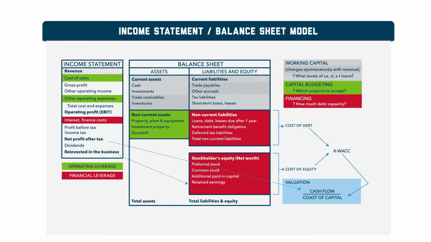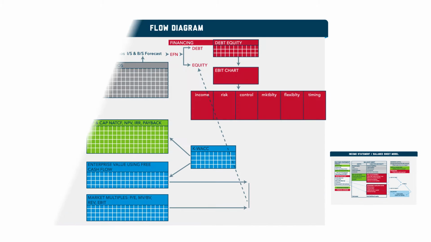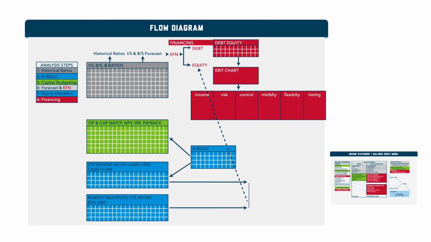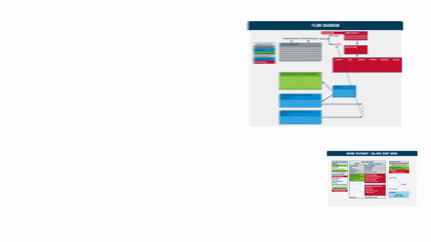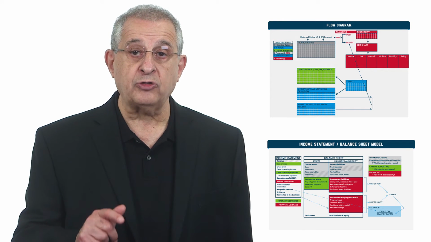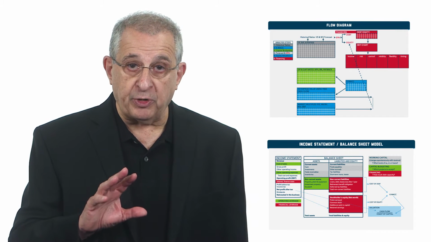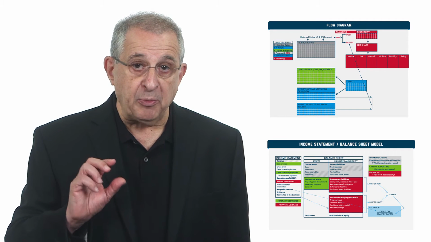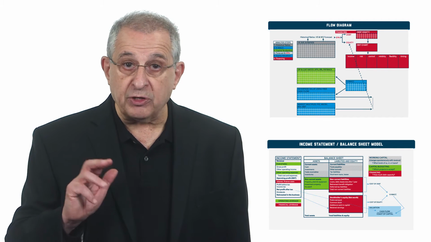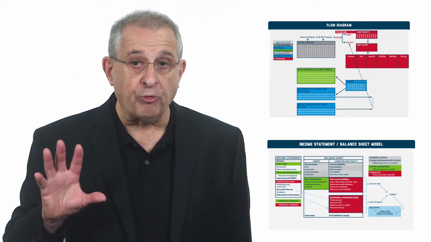First, look at the income statement, balance sheet model, and the flow diagram, two color-coded diagrams that will become dear to your heart because you'll refer to them throughout Part 2 of the course to keep track of the taxonomy of business finance. Print the 2 pages in color, put them back to back in a transparent plastic sleeve, and keep it handy. Or save them on your desktop for quick reference, or both.